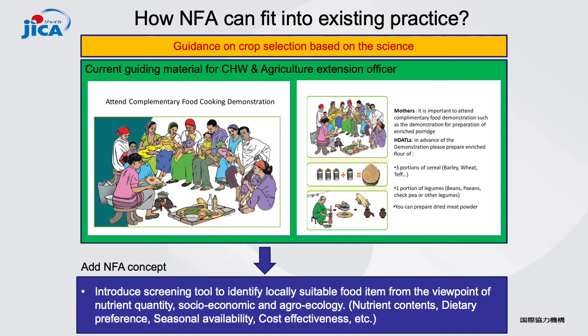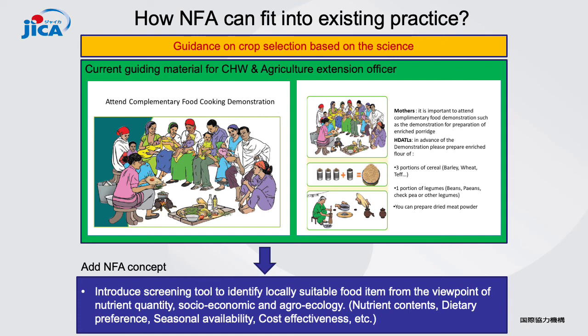This is extracted from a complementary feeding guideline developed in UNICEF Ethiopia. Yeah, so it says for the infant meal, the mother should combine 3 portions of cereal plus 1 portion of legume. And if there is available dried meat powder, then she can also add on top of it. So this is a very standard procedure of complementary feeding guidance.